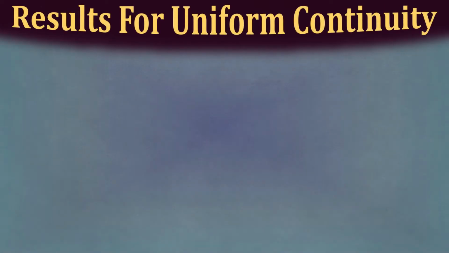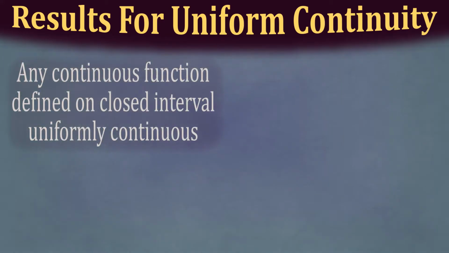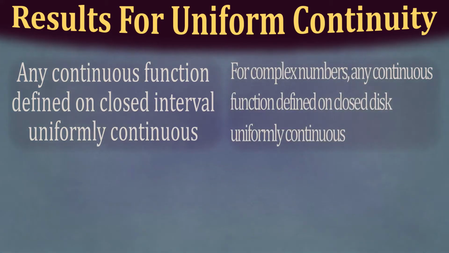Next, let's give some results for uniform continuity. We have that any continuous function defined on a closed interval is uniformly continuous. Similarly, for complex numbers, any continuous function defined on a closed disk is uniformly continuous. Now, let's move on to defining a compact set.